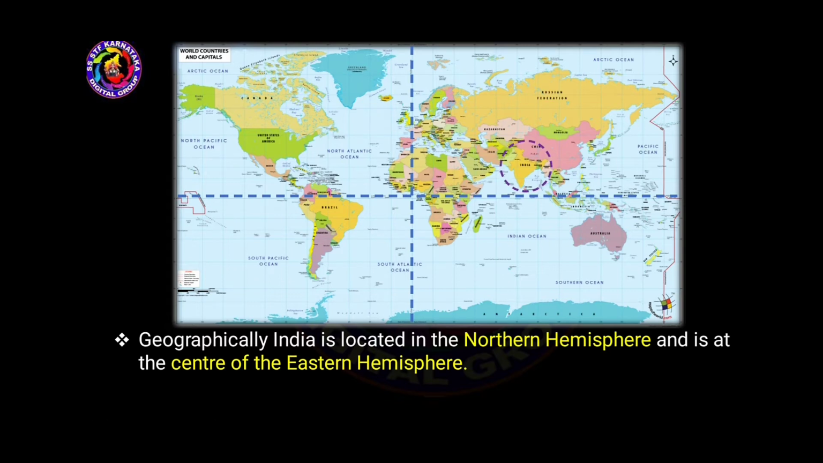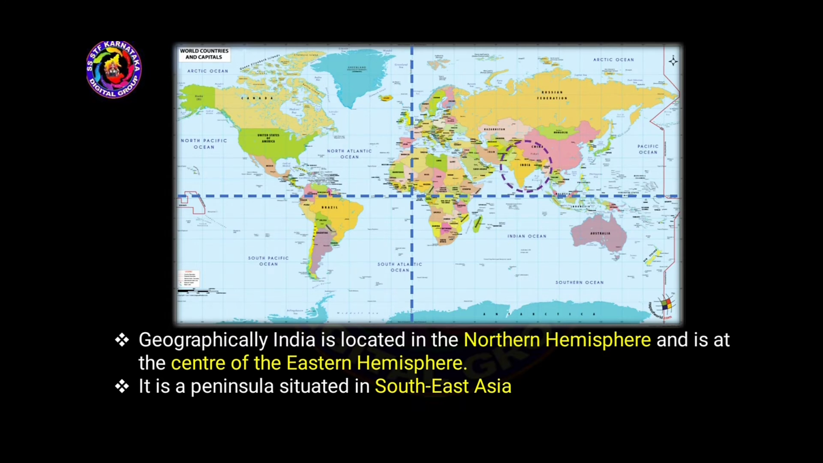So our India lies in the northern hemisphere, and the part which is found on the left is the western hemisphere, and this is the eastern hemisphere. So our country lies in the center of the eastern hemisphere. So in the circle which is shown, find out our country India. It is a peninsula situated in Southeast Asia.